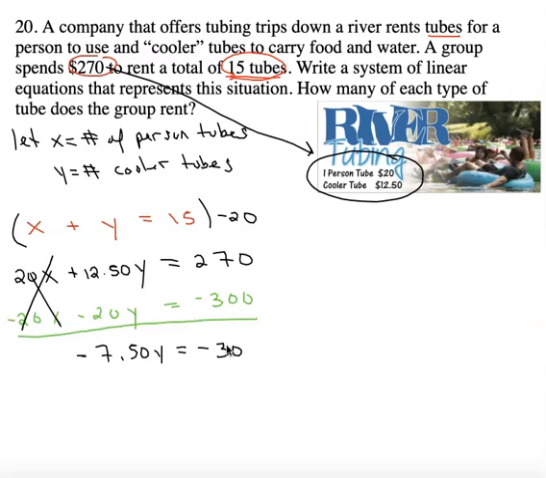And then I have negative 30 divided by negative 7.5 on both sides, and y is equal to 4. What does y represent? Y is my Cooler tube. So I have 4 Cooler tubes. And how many total? I have 15 total tubes, 4 Cooler tubes.